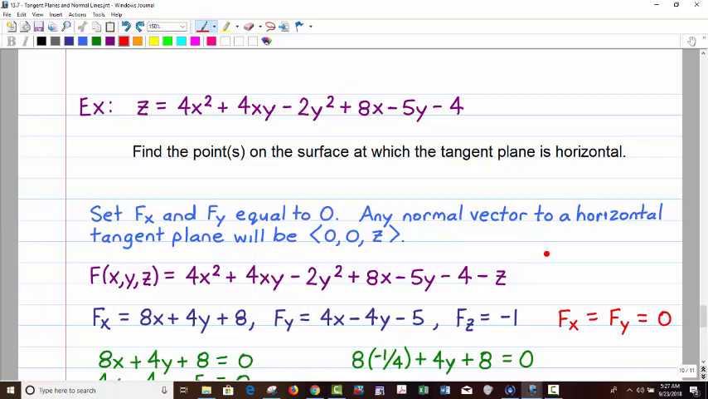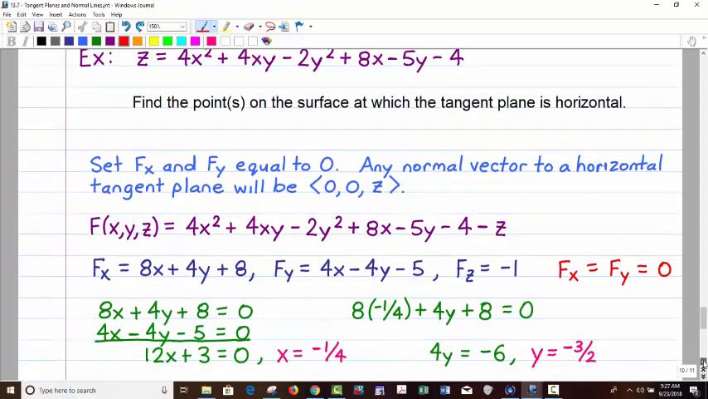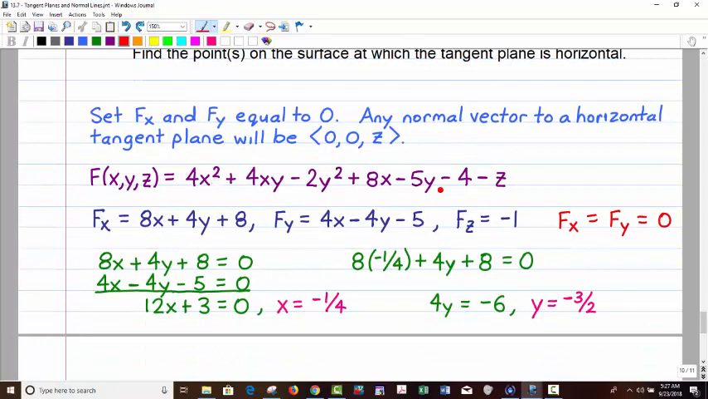Any horizontal plane is going to have the equation z equals some number, because it's going to be flat with just a height, positive or negative for z, no x or y. And like I said, the normal vector sticking out of it is going to be 0, 0, some number z. Let's take a look at this. So look at the partials. This is probably easy enough. So fx will be 8x plus 4y plus 8. I figure by now you should be pretty sharp on partial derivatives, especially one that's easy. So fy will be 4x here, makes that negative 4y, makes this negative 5.